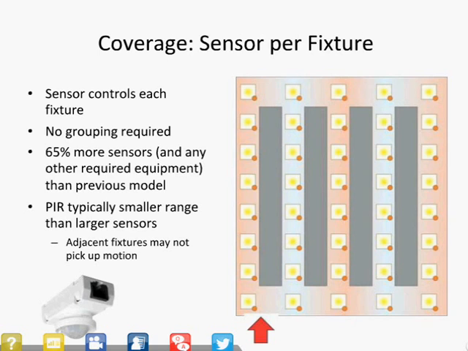Also, since the sensor is on each fixture, the PIR detection range of the sensor is typically smaller than that of the larger sensors. Because of this, adjacent sensors and fixtures may not pick up motion. And you have to ask yourself, will this one luminaire that's being turned on by that one sensor be enough for a person to perform their work? Well, that really remains to be seen.